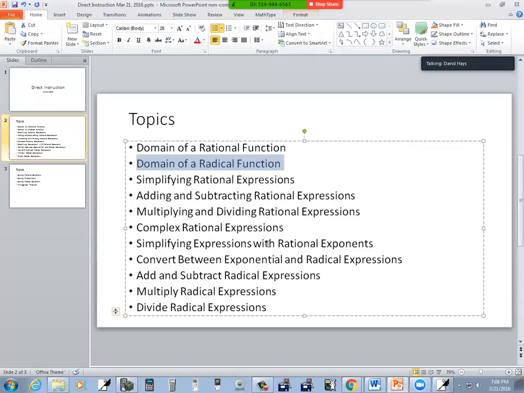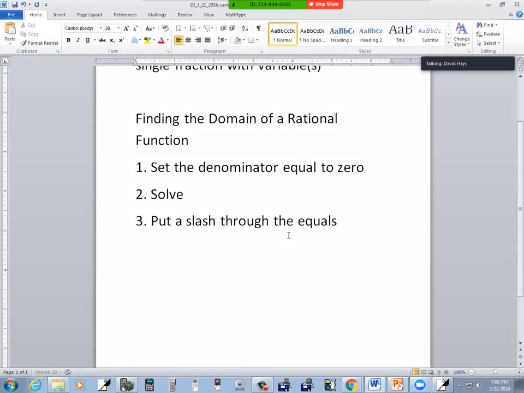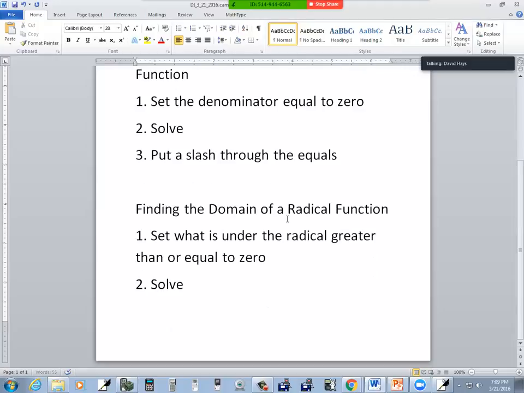Now the domain of a radical function. So finding the domain of a radical function, you set what is under the radical greater than or equal to 0, and then you solve. This goes back to what we just talked about. You can't have a negative number underneath a radical.